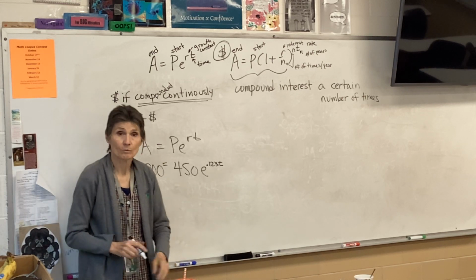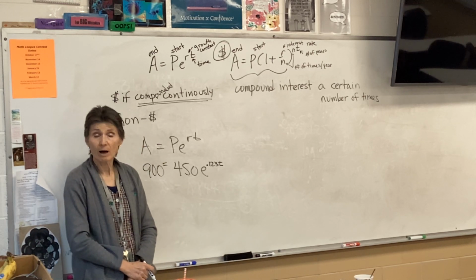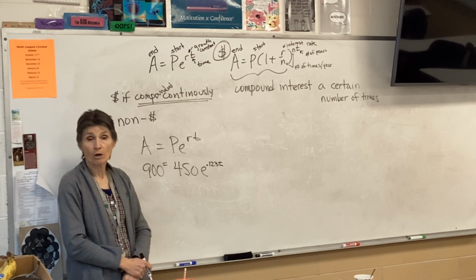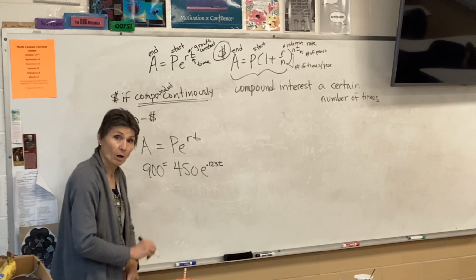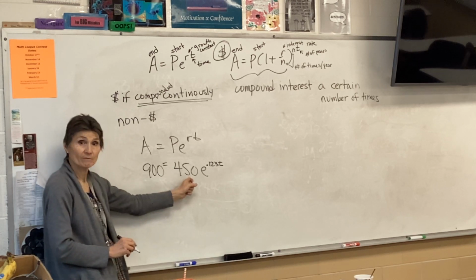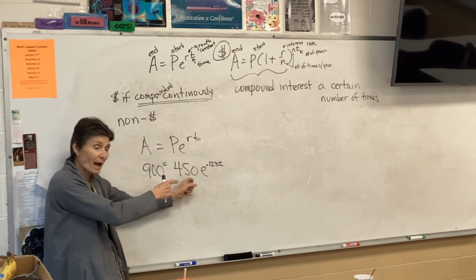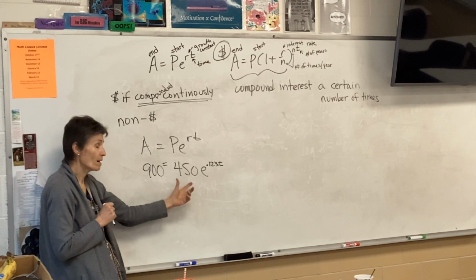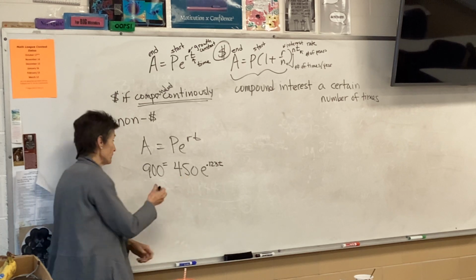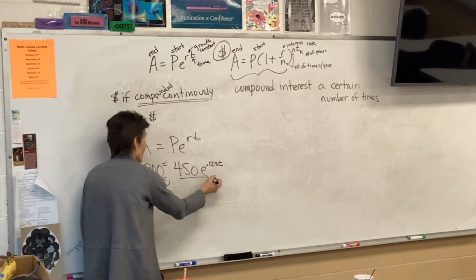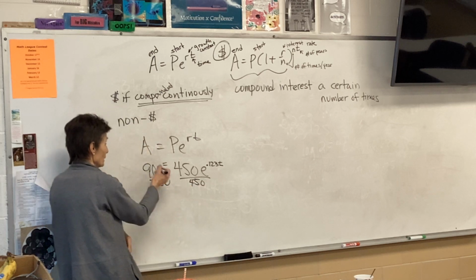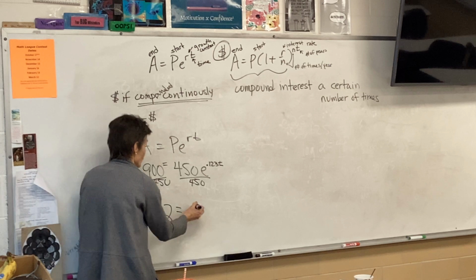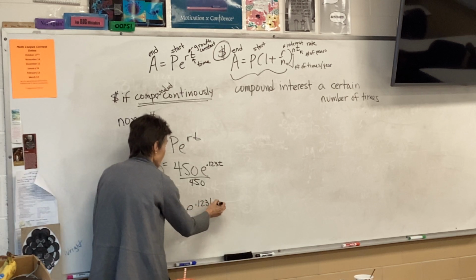Am I going to need logarithms? Yes, I am. Because where is my T? So I need logarithms. Before I do logarithms, though, I got to get rid of this 450. Again, we practiced equations like this, and I told you they were going to show up in our word problems, and here they are. We got to get rid of that 450. So I'm going to divide both sides by 450. Luckily, that's just 2 equals e to the 0.123t.